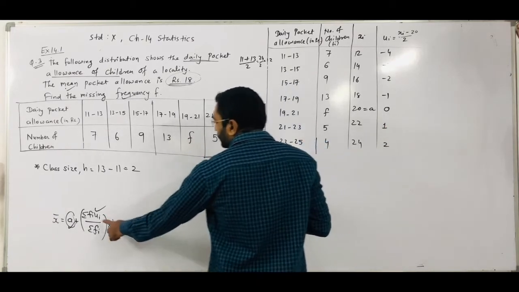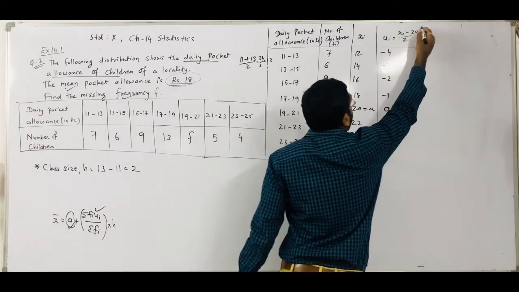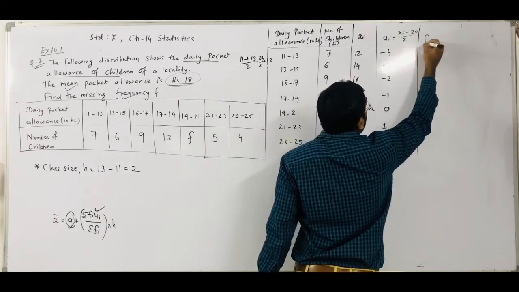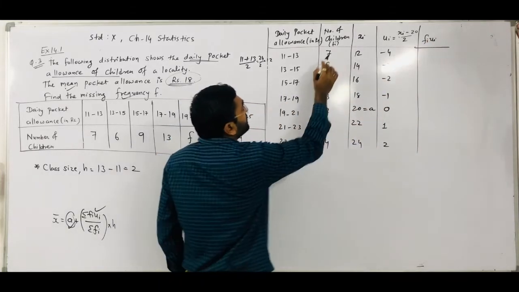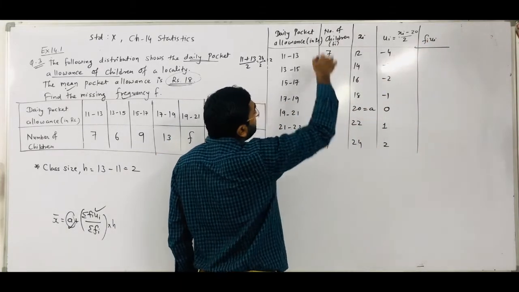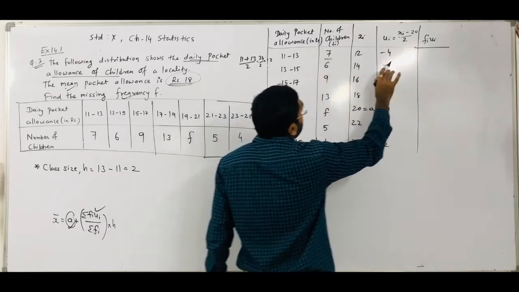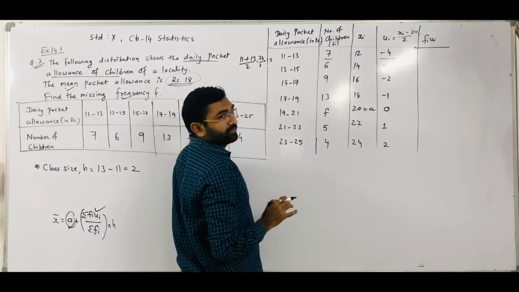Now, after writing the ui value, we have to multiply with fi. So next column we have to make as a fi ui column, right? Now fi value is here. Observe, this second column represents the fi value. Its multiplication we have to do with the ui.